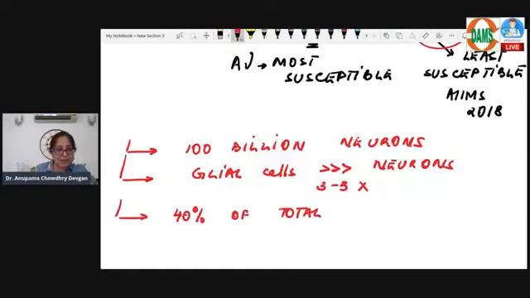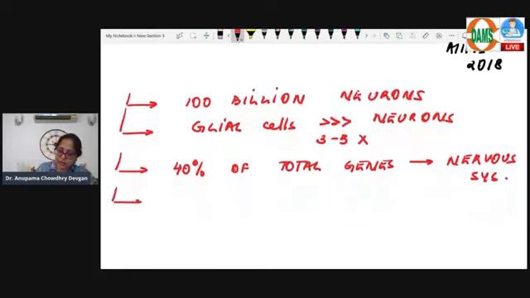Another small fact: 40% of the total genetic material, 40% of the total genes, are meant for the central nervous system. So these are some simple, factual points.